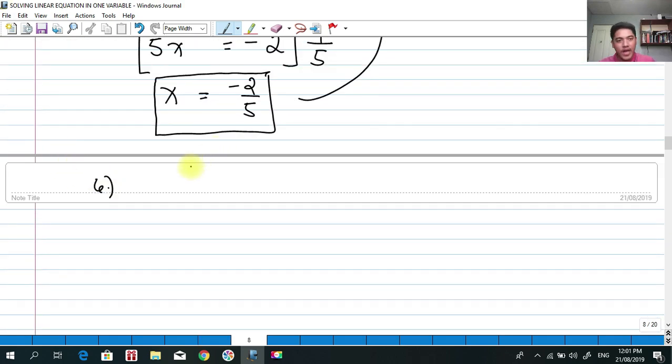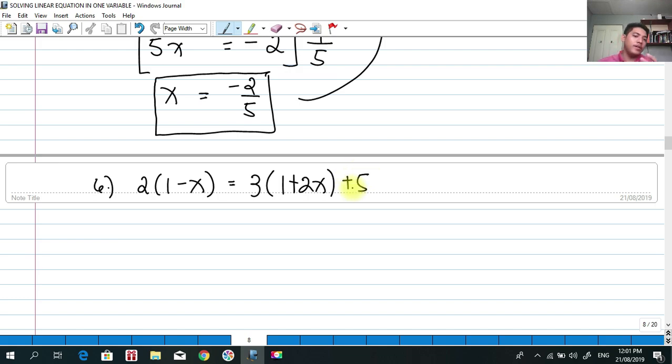For number 6, we have 2 times the quantity 1 minus x equals 3 times the quantity 1 plus 2x, plus 5. So this is very similar to our example. Again, we need to simplify. We need to distribute those constants into the parentheses. So we have 2 times 1 is 2, minus 2x, equals 3 times 1 plus 3 times 2x, which is 6x, plus 5.